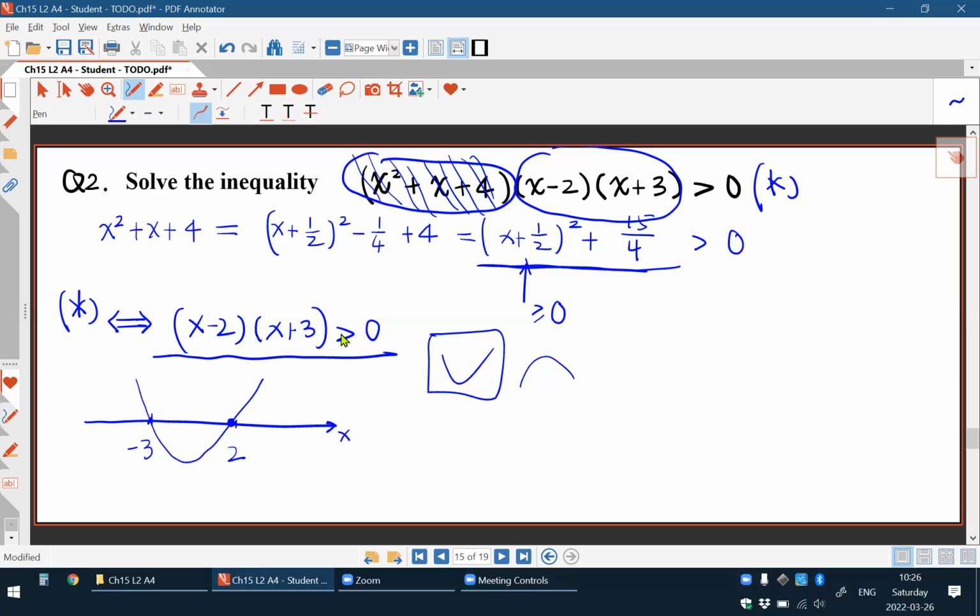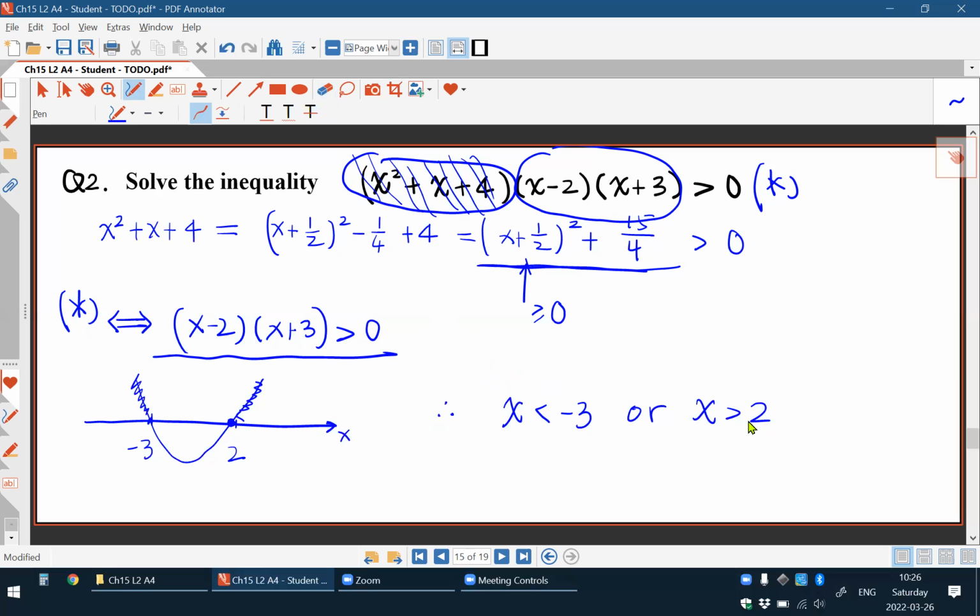Then we find any interval that is greater than 0, right? And it's not very difficult to see that this interval can make this function greater than 0, and this interval can also make this function greater than 0. Therefore, the solution is either x is less than -3 or x is greater than 2, right?